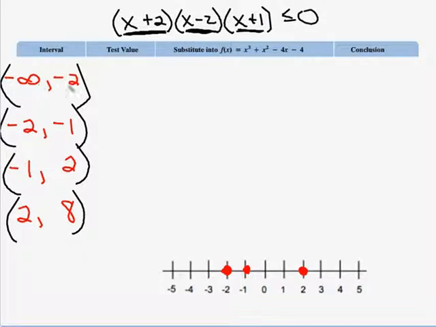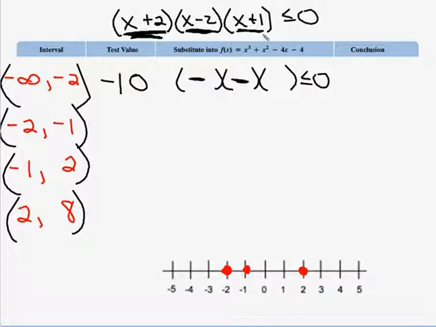Negative infinity to negative 2. I like using nice whole round numbers. Negative 10 works. And here we have 3 factors that are multiplied together. Again, we're not worried about the number, just the sign. And if I plug a negative 10 into the first factor, negative 10 plus 2 is negative. Negative 10 minus 2 is negative. And negative 10 plus 1 is negative. If I multiply 3 negatives, I get a negative. Is a negative number less than or equal to 0? Yes, that is true. So we will color in that part of the graph.